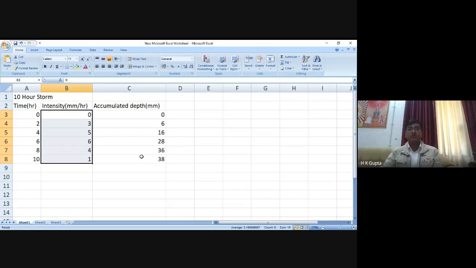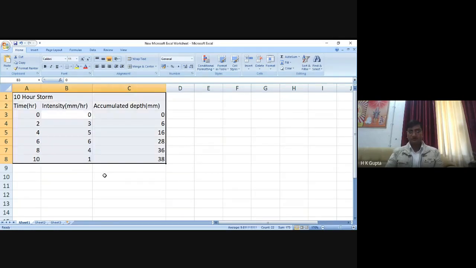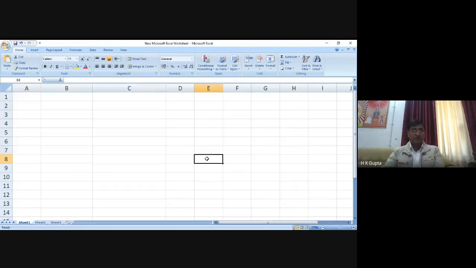We can also solve one problem over here. Suppose we have four stations. This is station X, this is station 1, this is station 2, this is station 3.